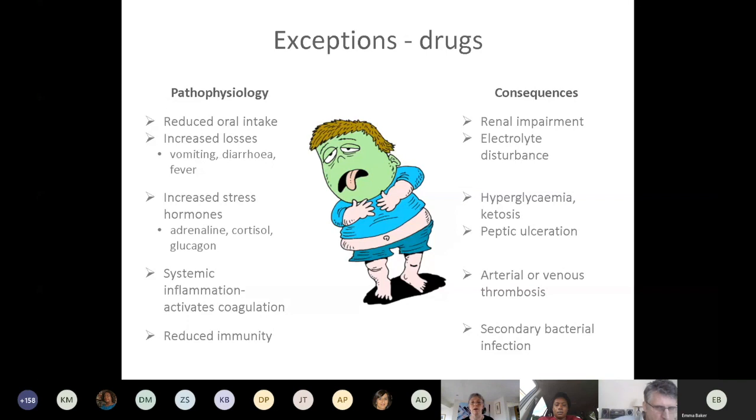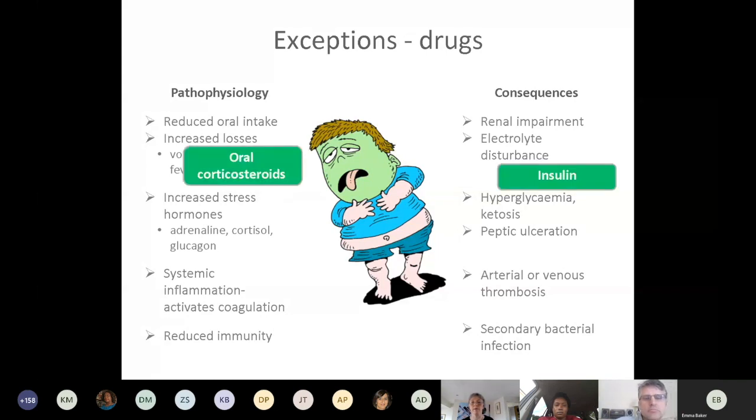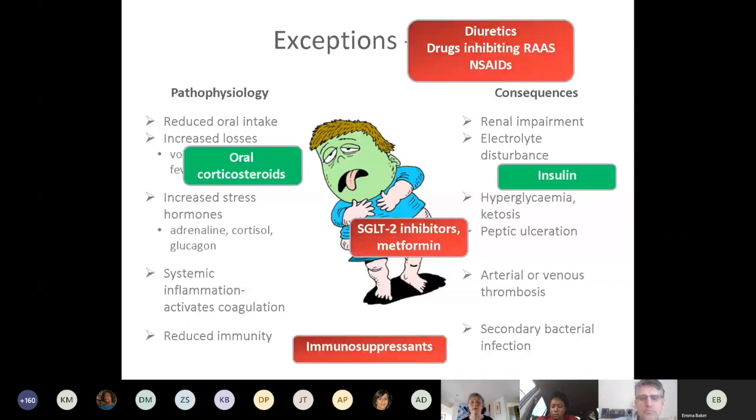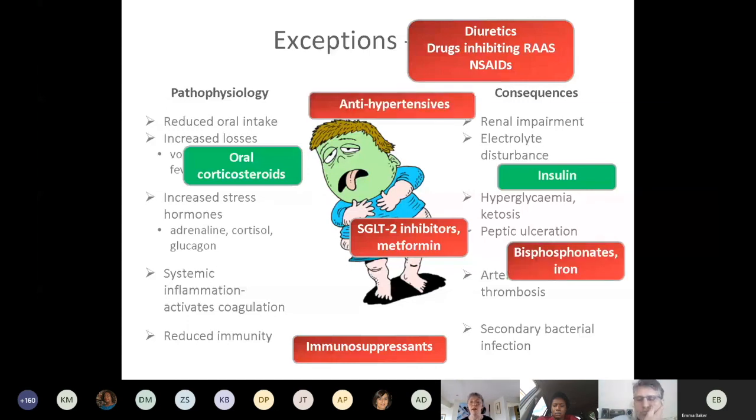Then exceptions, drugs. So again, there are these drugs that require a dose increase, steroids and insulin, and I'll cover steroids in more detail in the talk in the case series. And then there are drugs where we might want to stop them. I've started with the DAM drugs, the ones that affect the kidneys, and the SGLT2 inhibitors and the immunosuppressants, because we have good guidance around those and we're going to cover them in our patient. And I've also thrown in antihypertensives for our frail elderly who are going to fall over, and bisphosphonates and iron for people who can't swallow, who are at risk of esophageal damage.